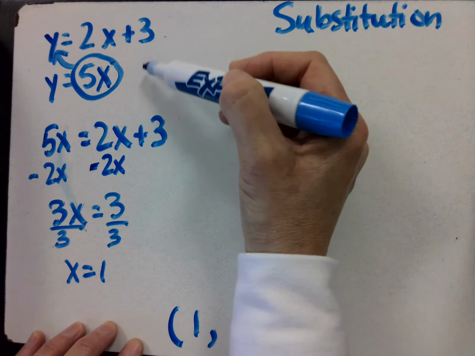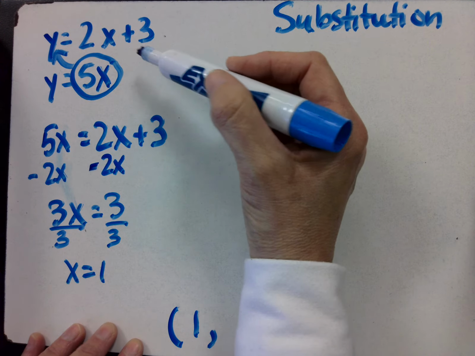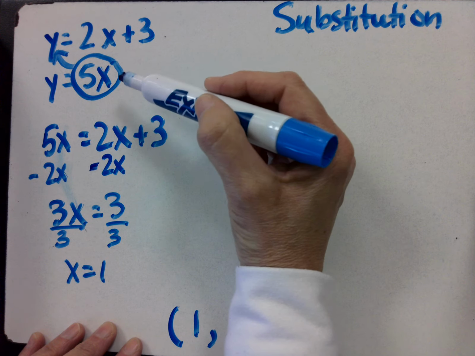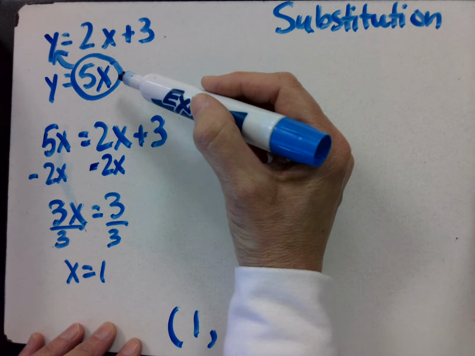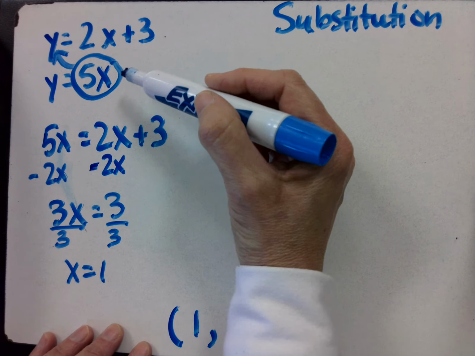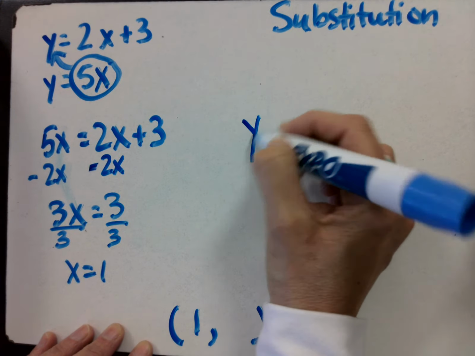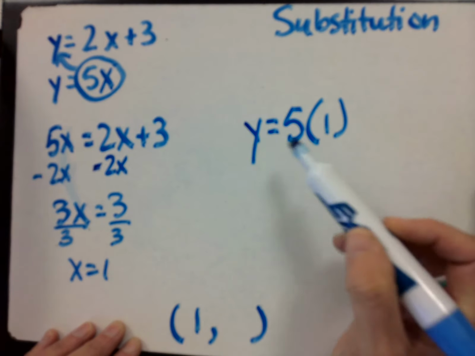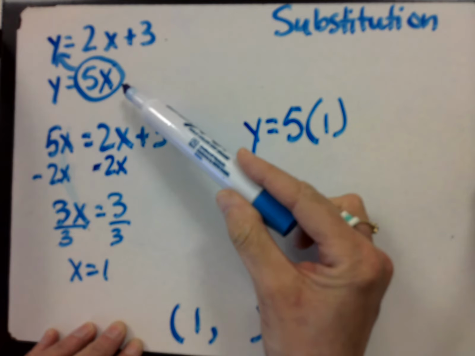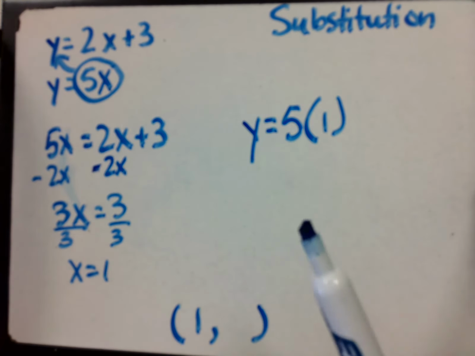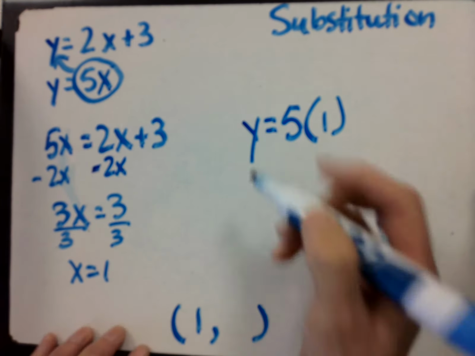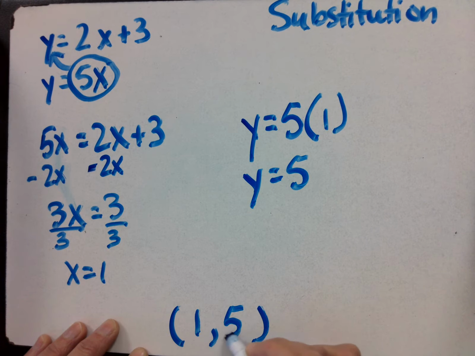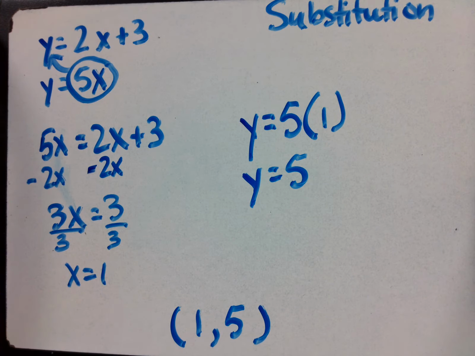You can use either original equation. You just pick the one that you think looks simplest. I think the second one looks simple in order to plug 1 in for x. So I'm going to go like this: y equals 5 times 1, because this says 5 times whatever x is. Well, we know x is 1. So when we do that, we find out that y is 5, and we're done. We have our solution.